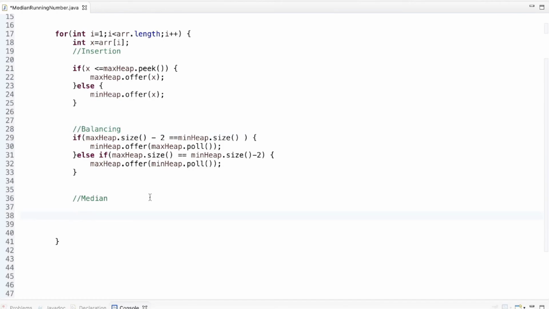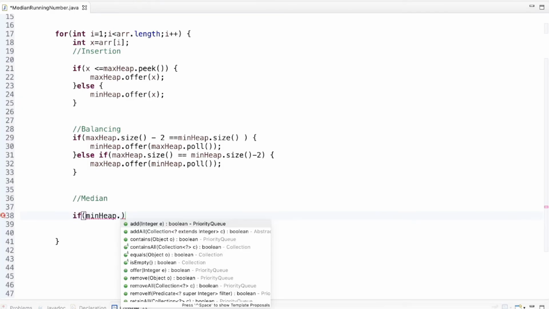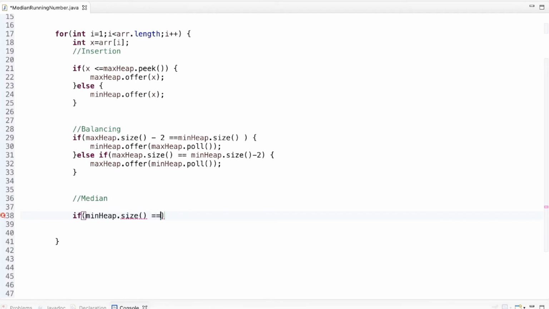And the logic of finding the median is also pretty simple. What we have to check is whether the sizes of the two heaps are equal or not. If the sizes of the two heaps are equal, then our median will be the average of the two roots from our two heaps. So we'll calculate the median over here.